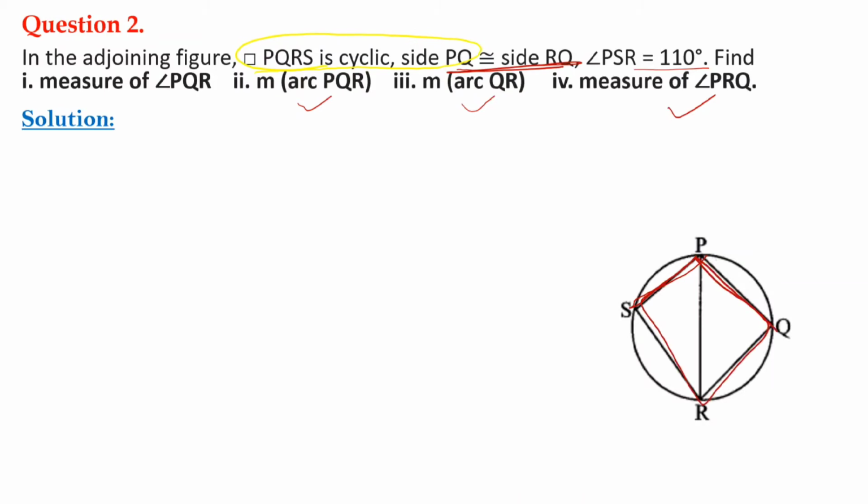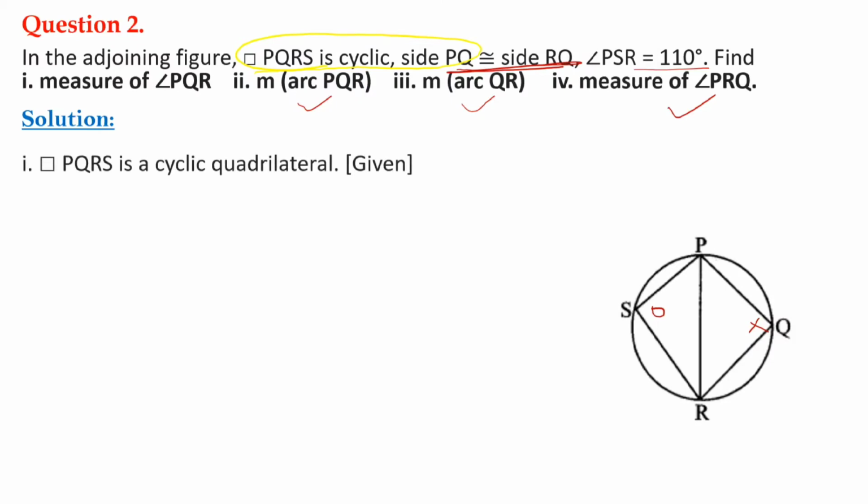PSRQ is a cyclic quadrilateral, right? Cyclic quadrilateral means a quadrilateral having all vertices on the circle. And you can see here angle S and angle Q are the opposite angles of a cyclic quadrilateral. And opposite angles of a cyclic quadrilateral are supplementary. Therefore, angle S plus angle Q will be 180 degrees.